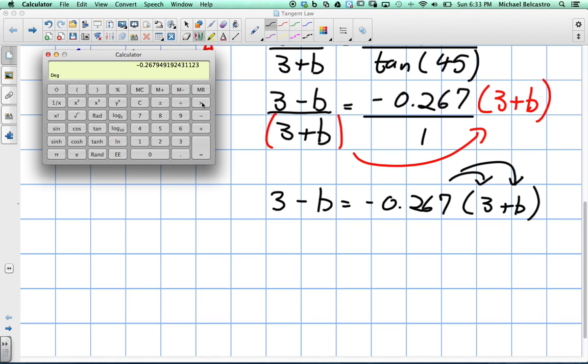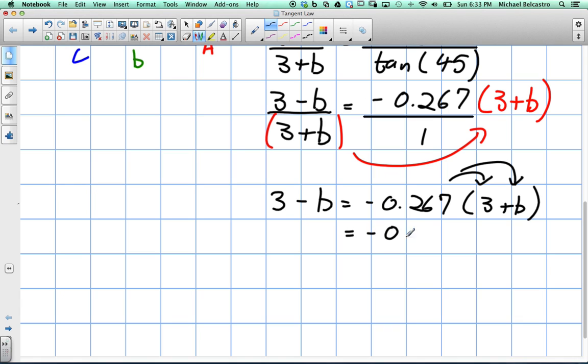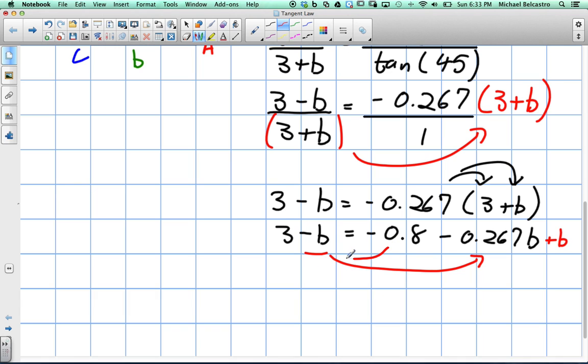Great. So we're going to multiply that by 3, so negative 0.8, we'll round it to. So that equals negative 0.8, and here we'll have negative 0.267b. On this side, we'll have 3 minus b. We're going to collect our like terms. I'm going to move this b to the other side of the equation, so it becomes plus b, and the negative 0.8 will move over here, so it becomes plus 0.8. So we'll end up with 3.8 is equal to b minus 0.267b.